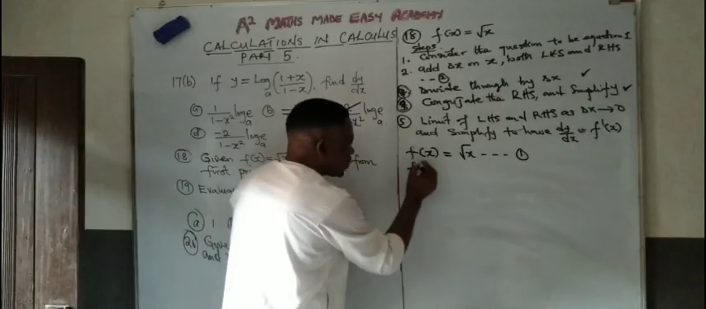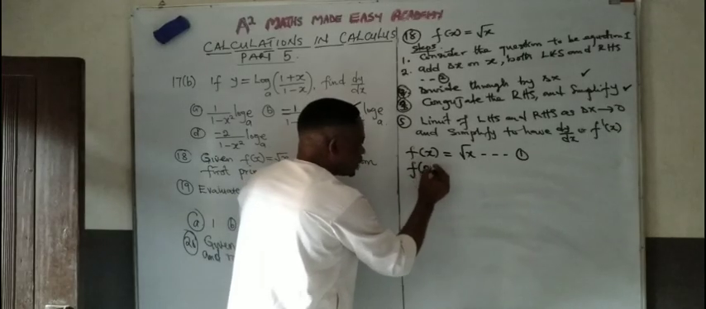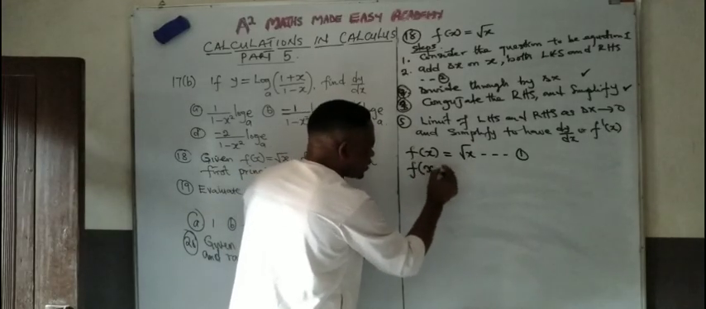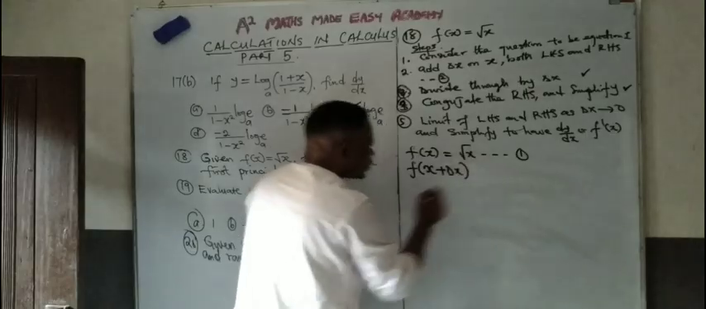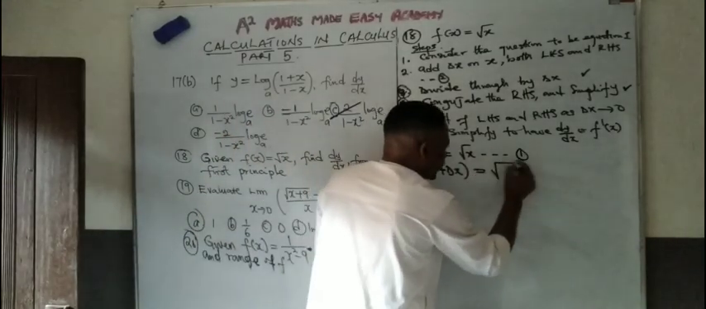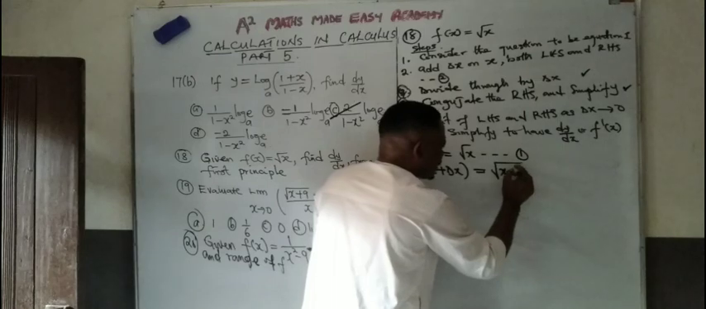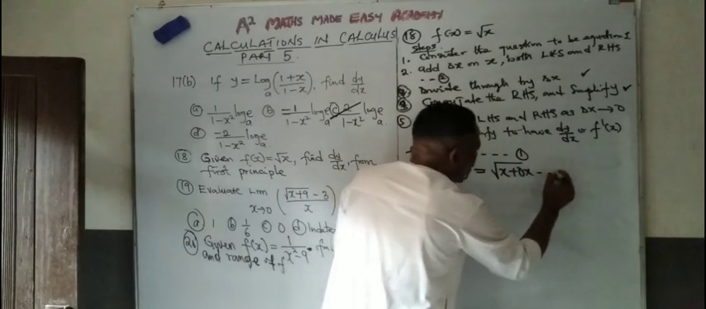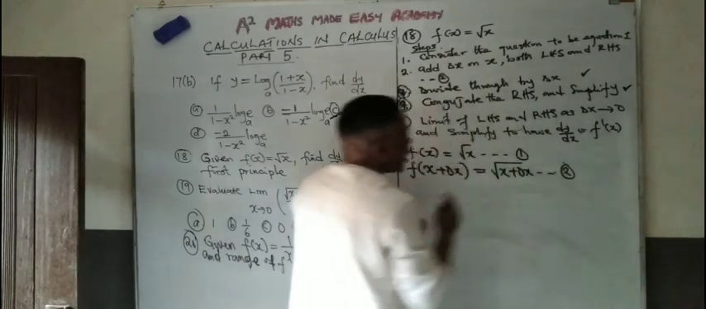This is f, open bracket. What is here? x. I have seen x, then add the Δx. Close the bracket. Now let's move to the right. This is square root. I have seen another x, then add the Δx, and call it equation 2. Are you with me now?